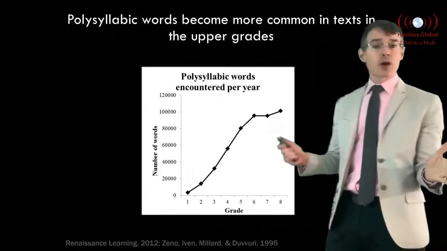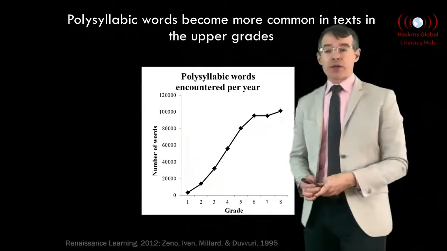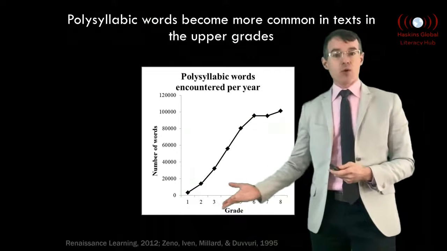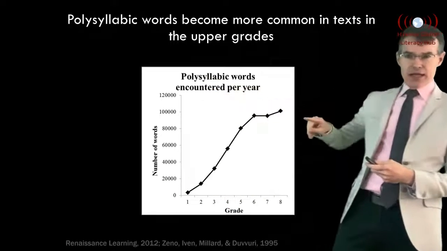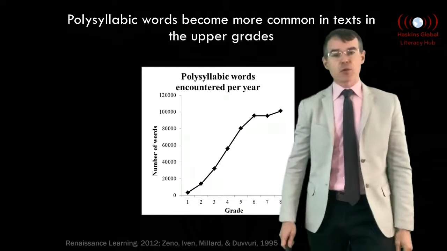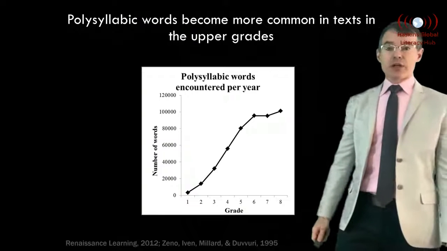These words are really important because children encounter a lot of them. You can see here, as children get older, they encounter more and more of these long words. By 7th grade, you can see that students are encountering something like 100,000 of those words in the text they read every year. So it's really critical they know these words.